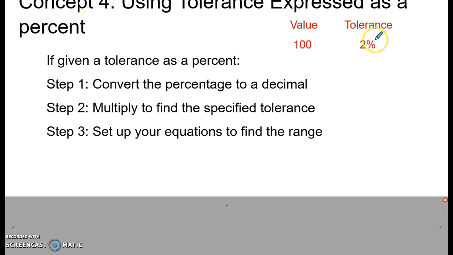All right, so 2% should be 0.02, and if you're not sure how to convert percents to decimals, you're just dividing by 100 or moving the decimal place over to the left, 2. Okay. After you do that, then you're going to multiply your tolerance, that number, that decimal, by the value.